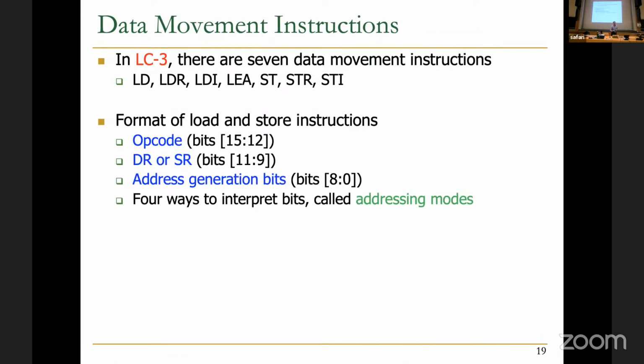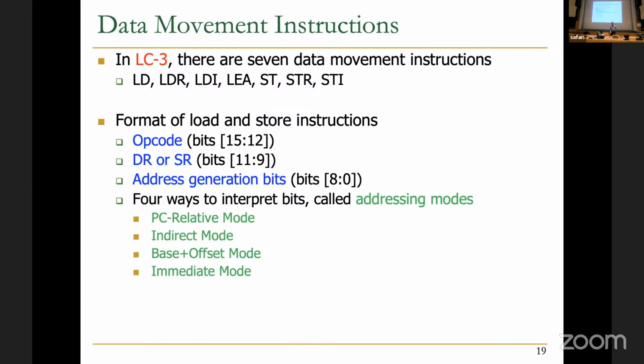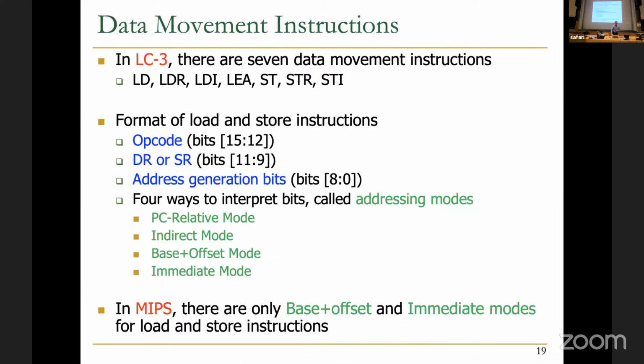And there are 4 ways to interpret these bits depending on the opcode. These are called addressing modes, as you know from earlier. And you've actually seen a lot of these modes. We've seen PC relative. We've seen base plus offset. We have not seen indirect and immediate. So we're going to look at that in a bit more detail. But I'm going to cover the PC relative and base plus offset also. In MIPS, actually, MIPS is a bit simpler in this particular case. MIPS addressing modes consist of only base plus offset, which we have seen, and immediate, which we will see later on for the load store instructions.